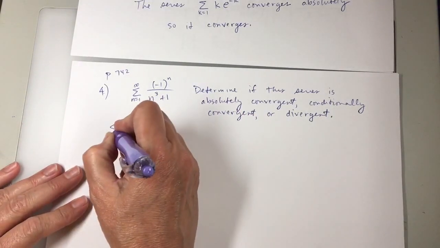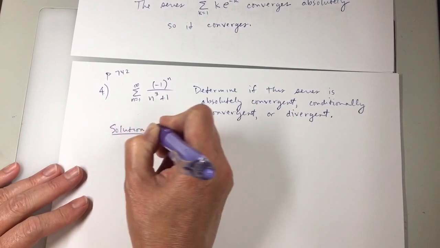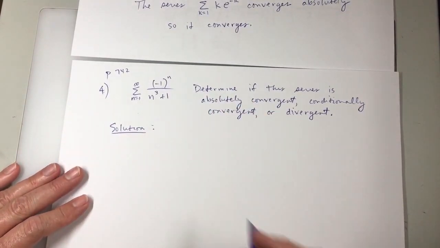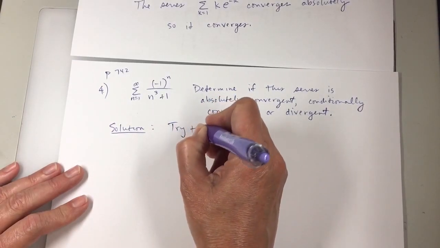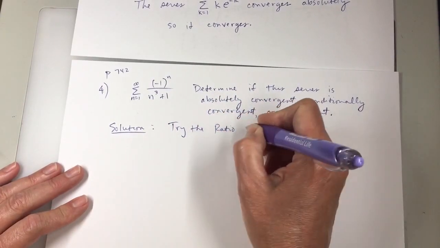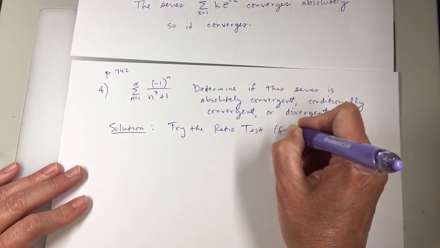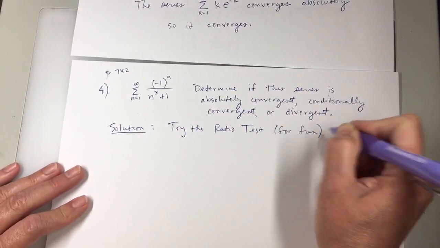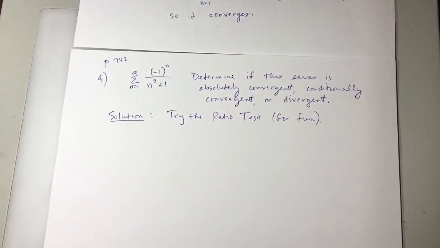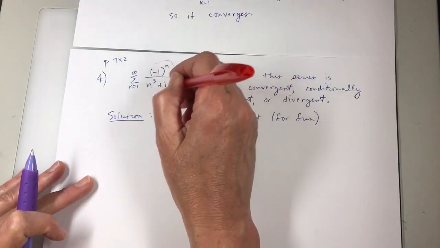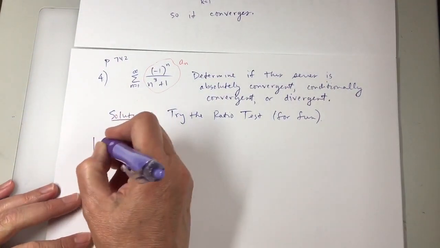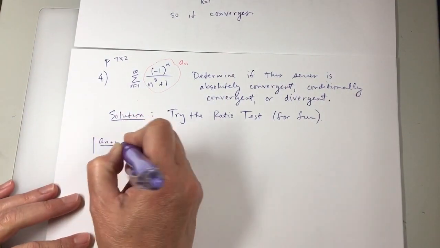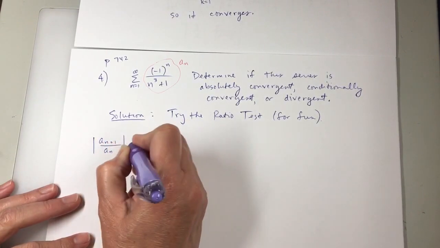So, solution, we'll try the ratio test, just for fun, because that's something you might think of. And the ratio test, I'm looking at this problem, and this is the a sub n. So I need to form this ratio, the fraction a sub n plus 1 over a sub n.